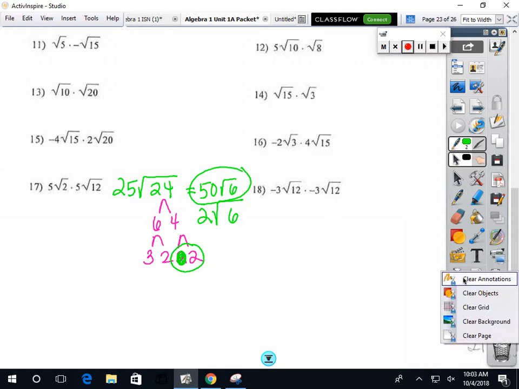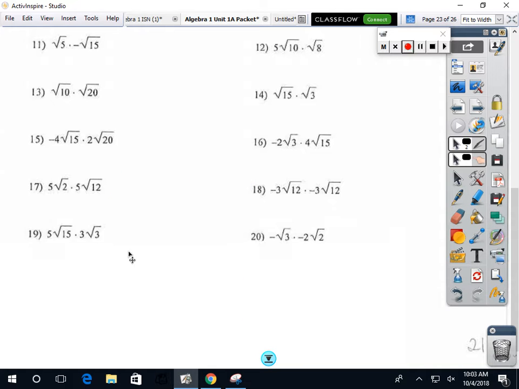Okay, number 19. When you multiply those 2 radicals together, what does it become? What square roots of what? What's on the outside? 15 square roots of 45. Okay, now we factor tree it.